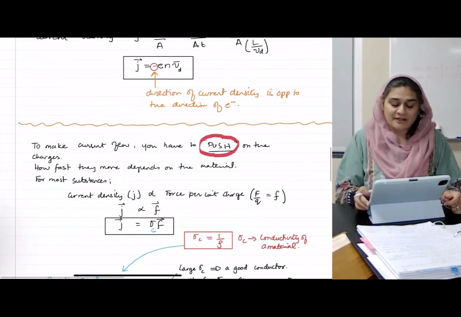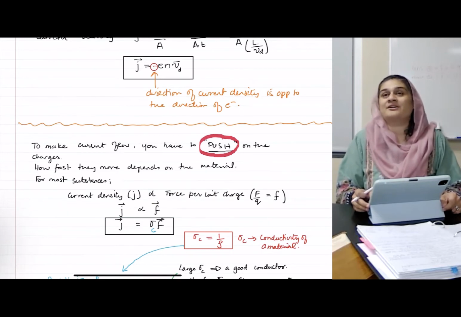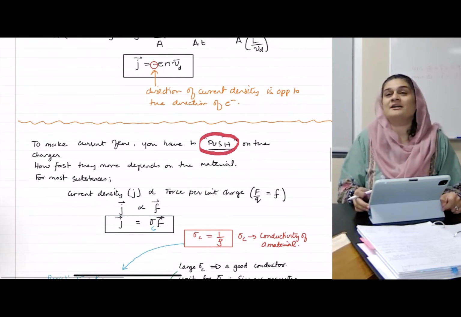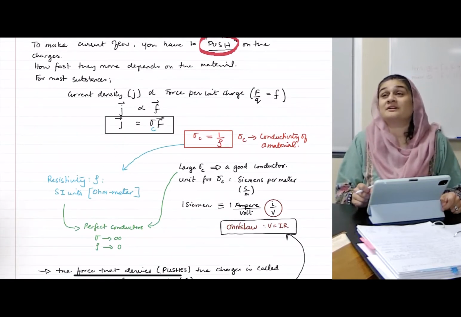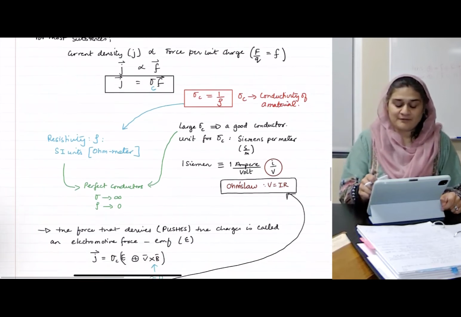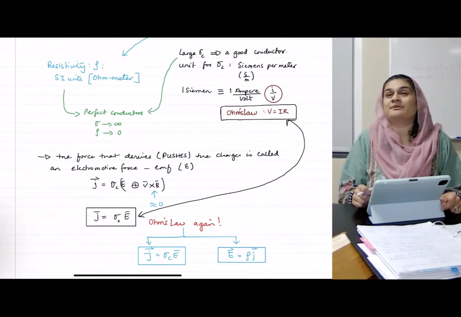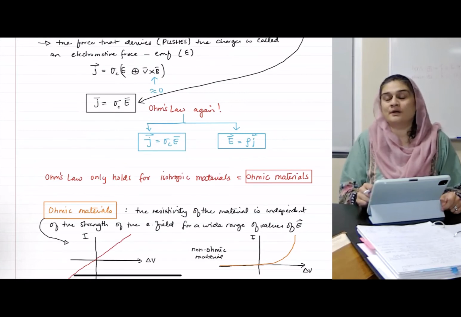Then we started talking about how do you get the current to flow, and we said you have to push it. That helped us develop something called force per unit charge. And from there, we developed conductivity and resistivity, and we developed their formulas, and we developed Ohm's law. Then we said that Ohm's law can be written in these two forms.